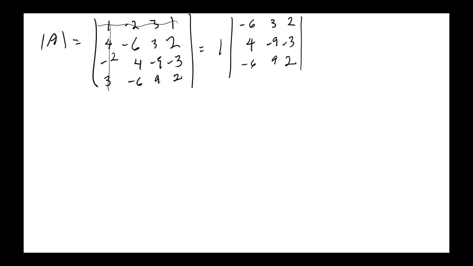Okay, so we got the first one done. Then what next? If we're using row 1, which we don't have to. Any row or column would do, but since we started with that, we can go with it. What you want to do next?